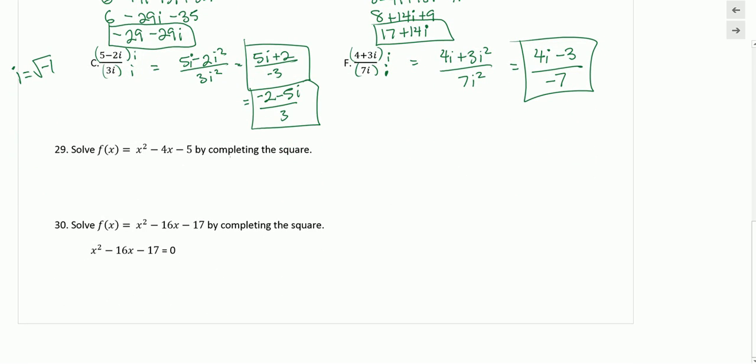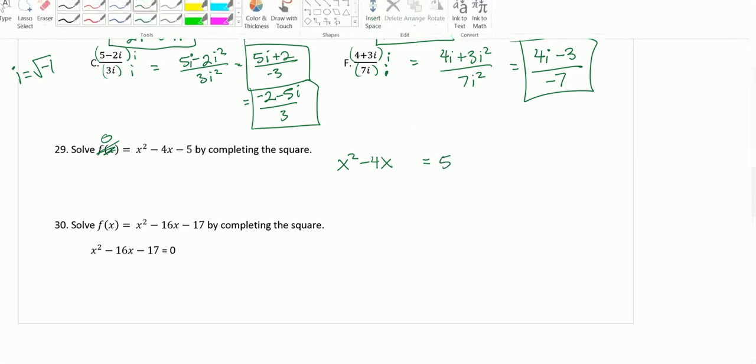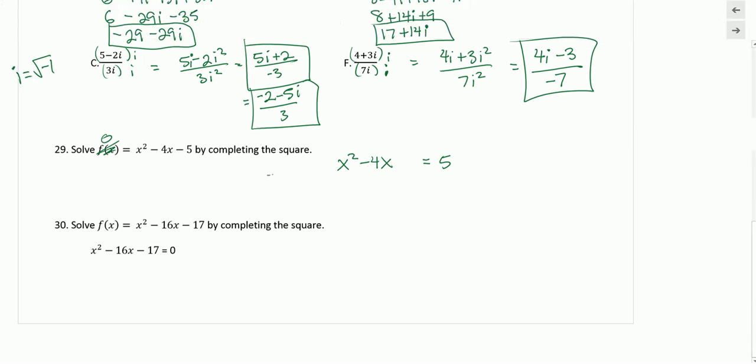29. Solve by completing the square. This should be equal to 0, and so then we can add 5 to both sides, and we get x squared minus 4x is equal to 5. Then we complete the square. Half of negative 4 squared is positive 4, so we add 4 to both sides of the equation, and then we factor. The left side factors to x minus 2 times x minus 2, but I'm going to write x minus 2 squared.